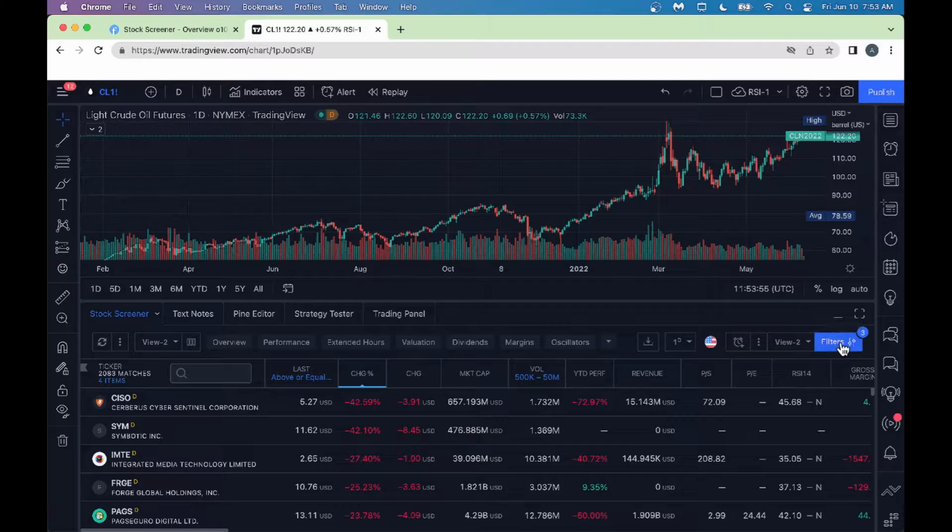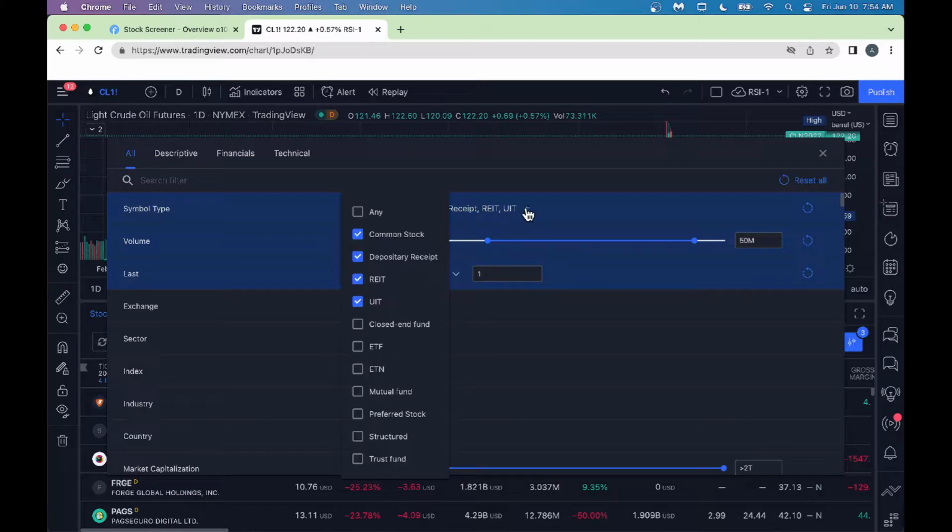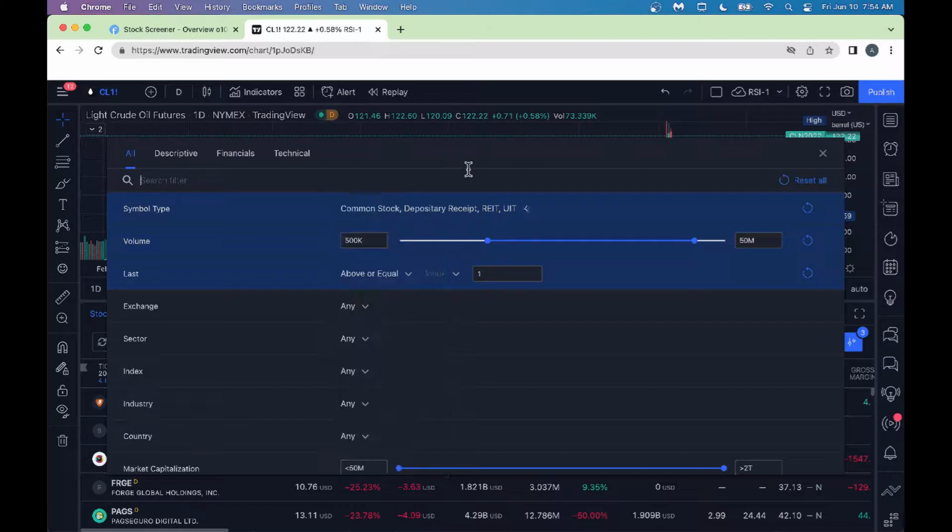In this volatile market, I want to be a little bit careful with my filter settings. Right from the top, what I have done is selected a few things. I like to look at common stocks, and I want to look at ADRs. These are some foreign stocks, and some REITs and UITs. And right now in this screener, I am not interested in things like ETFs. I would leave it at that.